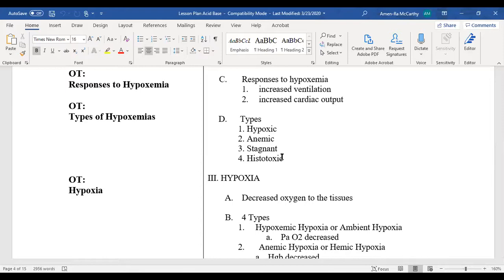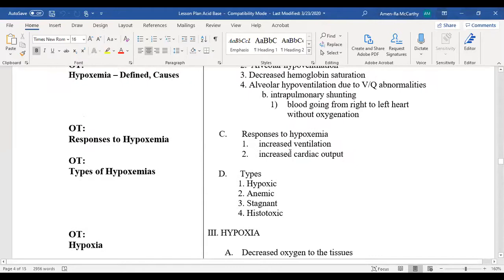Now they blend these in, guys, when they start telling you about how you get these hypoxias, as we talk about hypoxia. Remember, hypoxemia and hypoxia are different. Hypoxemia is lack of oxygen in the blood, and hypoxia is lack of oxygen at the tissues. So make sure you're able to answer that question.